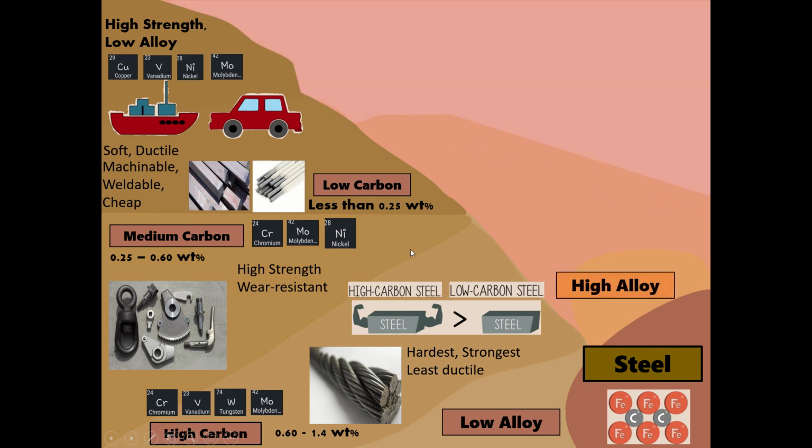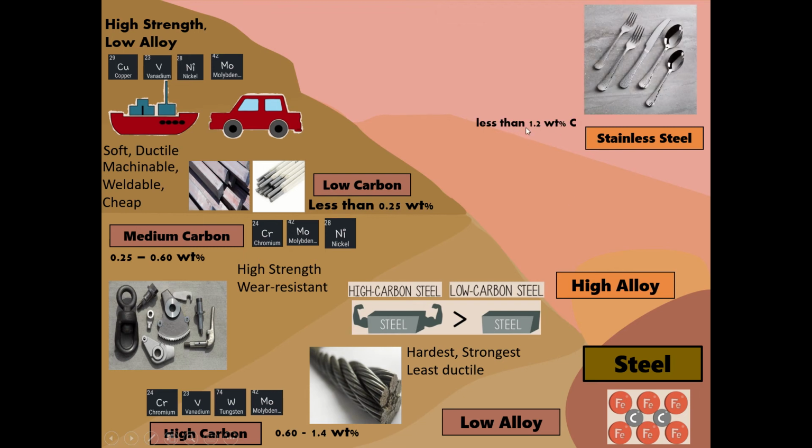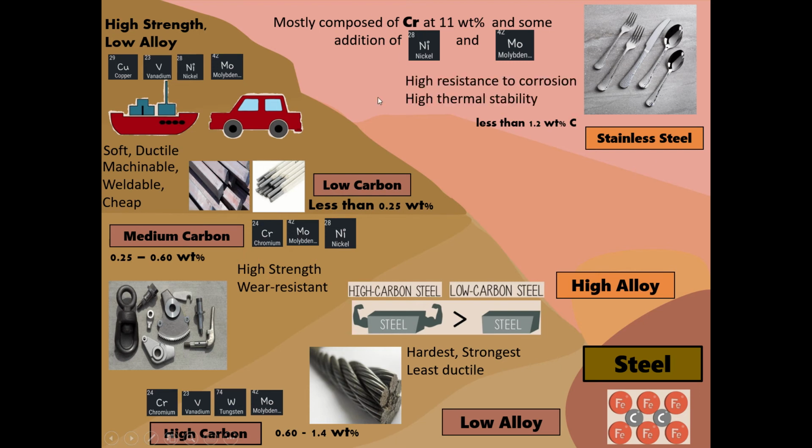We also have what we call high alloy steel. And high alloy steels are categorized into stainless steel. So stainless steels are types of high alloy steel which contain less than 1.2% weight of carbon and are mostly added with some elements such as nickel and molybdenum. So when we say stainless steel, it is composed of chromium at 11% weight. So it features high resistance to corrosion and high thermal stability.